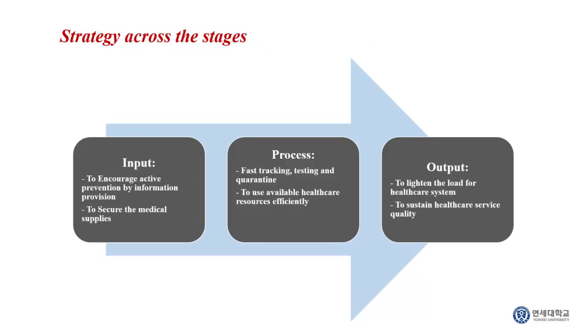So, our strategies are as follows. In the input stage, encouraging active prevention by information provision is important. Securing the medical supplies is also important. In the process stage, fast tracking, testing, and quarantine are important. In the output stage, reducing the load for the healthcare system is important.